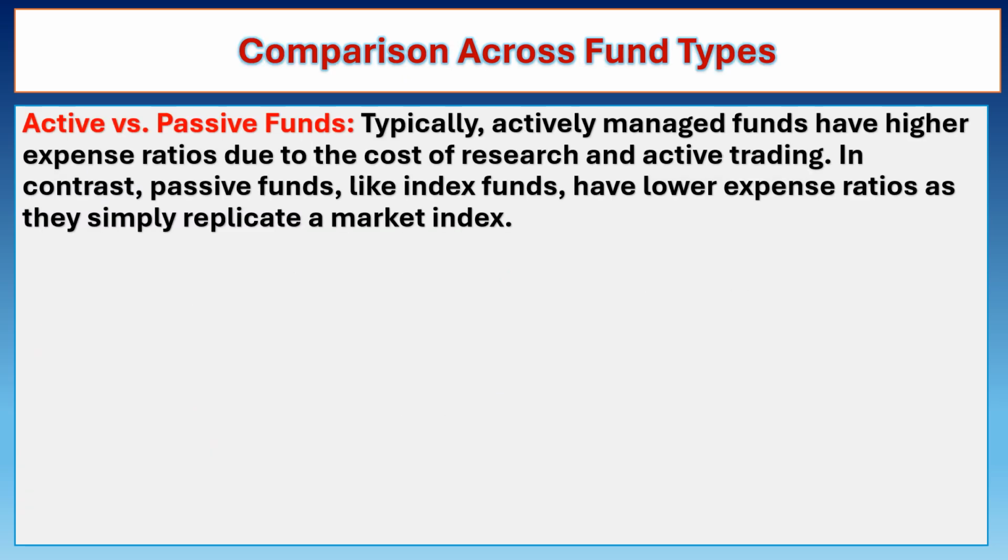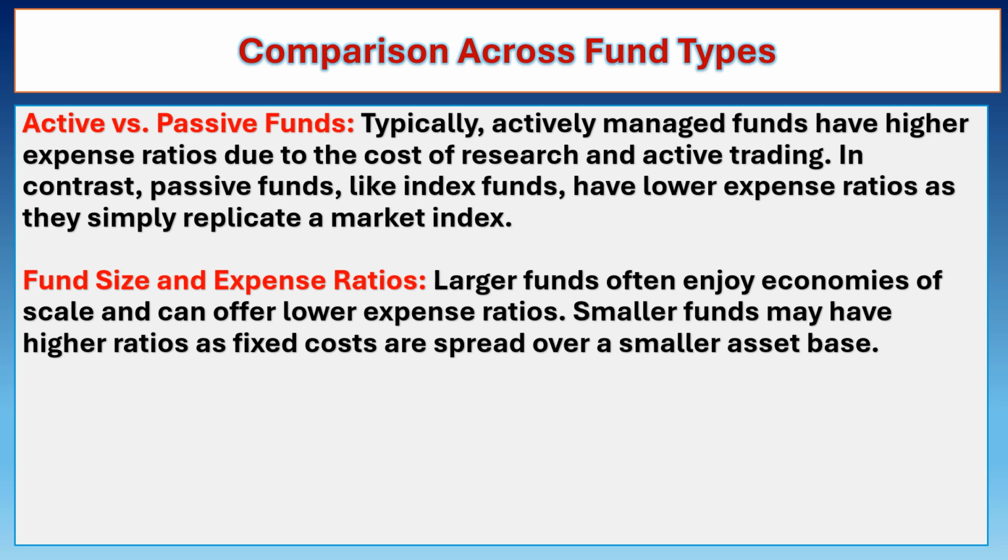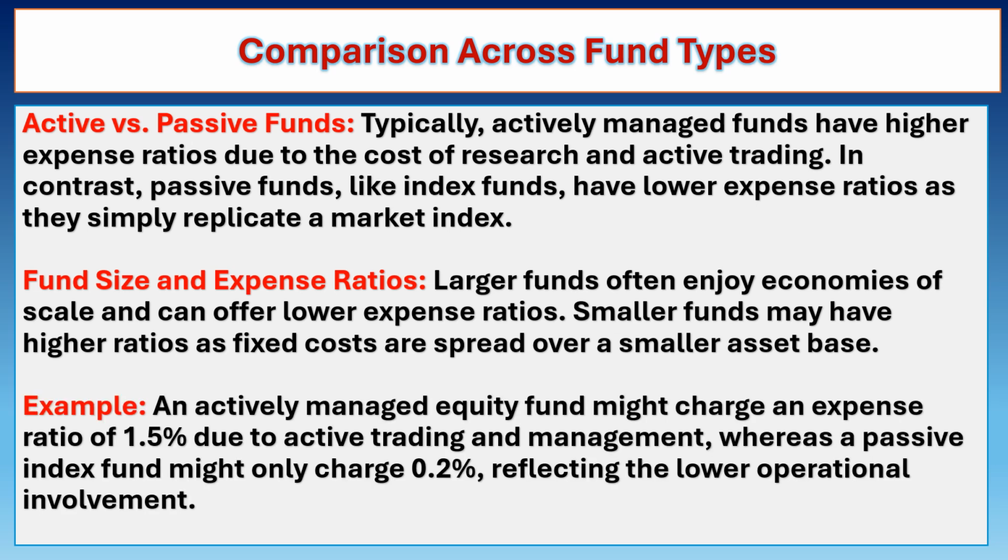Comparison across fund types. Active versus passive funds. Typically, actively managed funds have higher expense ratios due to the cost of research and active trading. In contrast, passive funds like index funds have lower expense ratios as they simply replicate the market index. Fund size and expense ratios. Larger funds often enjoy economies of scale and can offer lower expense ratios. Smaller funds may have higher ratios as fixed costs are spread over a smaller asset base. For example, an actively managed equity fund might charge an expense ratio of 1.5% due to active trading and management, whereas a passive index fund might only charge 0.2%, reflecting the lower operational involvement.